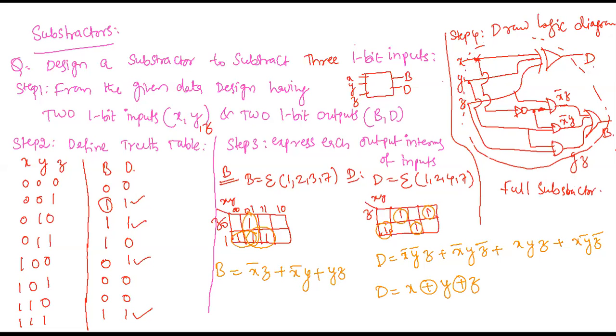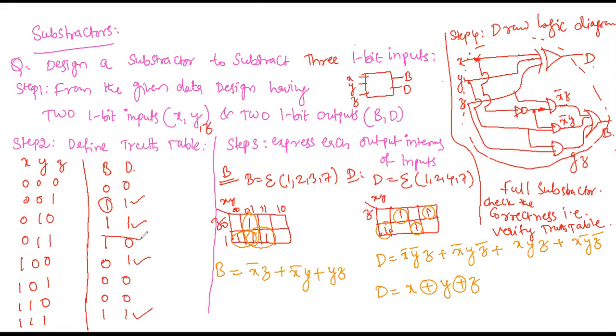Okay, similar to the full adder, it is known as the full subtractor. And after this, the fourth step, I forgot to tell: check the correctness. Correctness is nothing but verifying the truth table. Okay. Verifying the truth table means take any one combination.